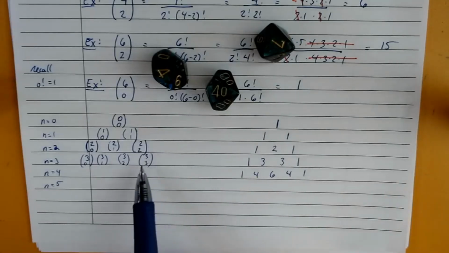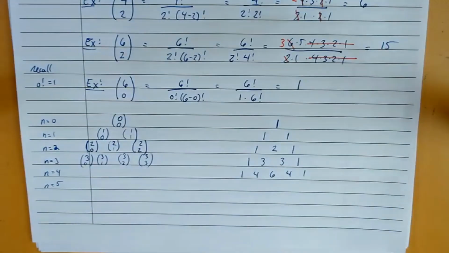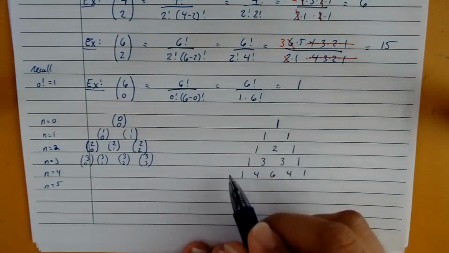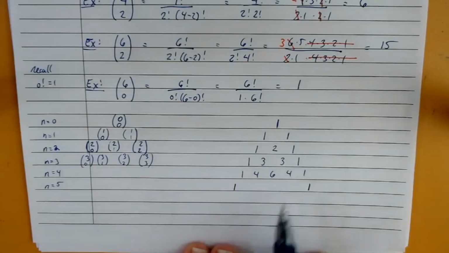On the other side, you have, for example, 3 choose 3. I have 3 objects, and I'm telling you to pick 3 of them up. Well, there's only one way to do that as well, and that's to pick them all up. So the number on the ends is always going to be the number 1. You say, okay, great. But what about the rest? How are you doing the other ones so quickly?